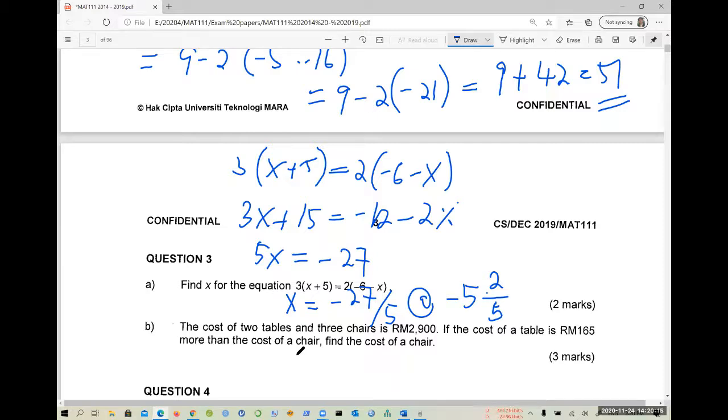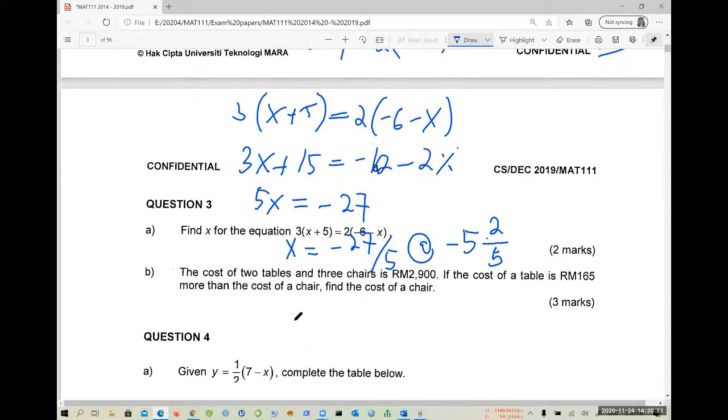All right. Okay. So any questions so far? Okay. So that is for linear equation.